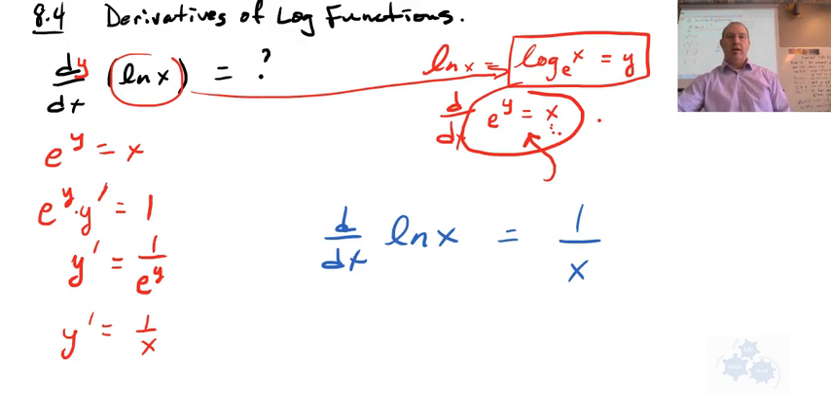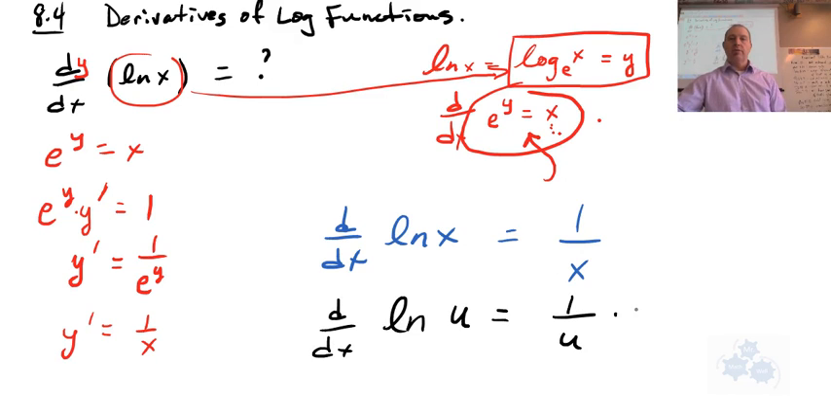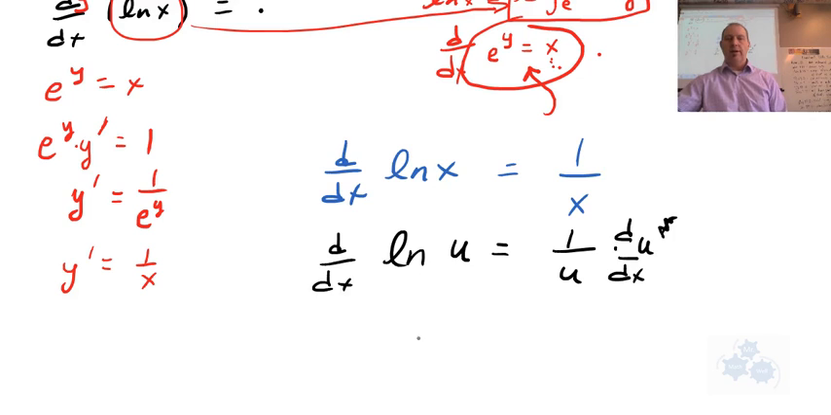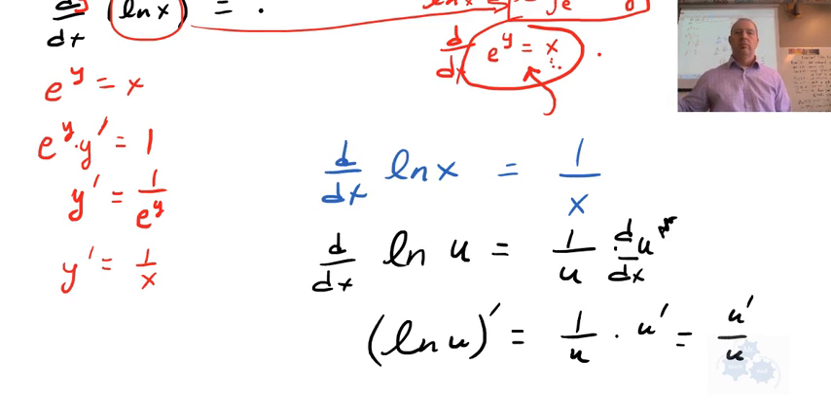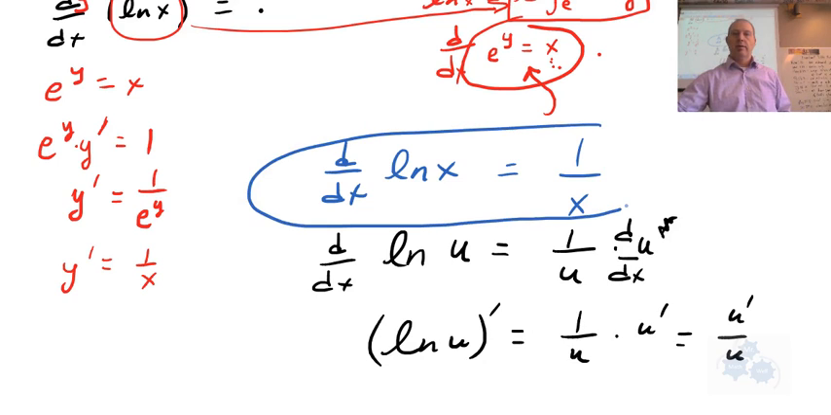Now, what about this? What's the derivative, with respect to x, of ln of u? And u, remember, is some other function. What's the derivative of ln of u? Well, it's going to be 1 over u times u prime, or times du dx, which I like Newton's notation better anyway. So the derivative of ln of u is 1 over u times u prime, or u prime over u. Just chain rule. But the big thing is that the derivative of ln of x is 1 over x. Okay, you got that? Very important right here.